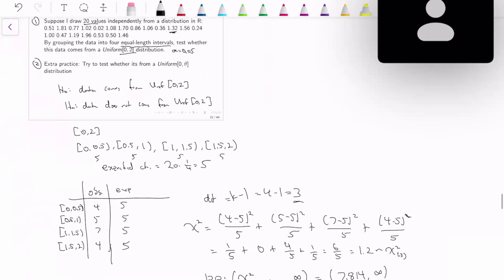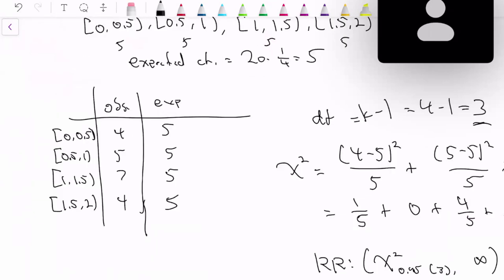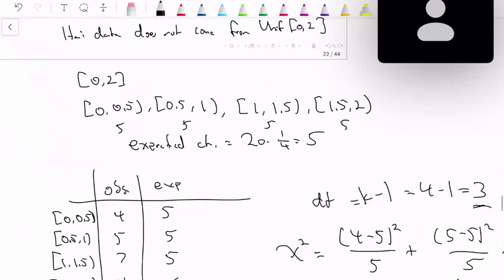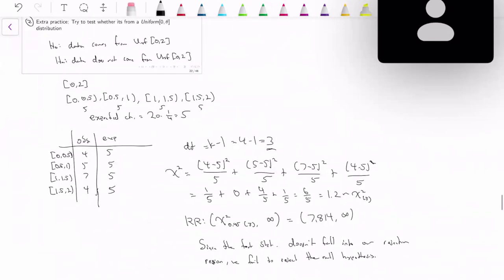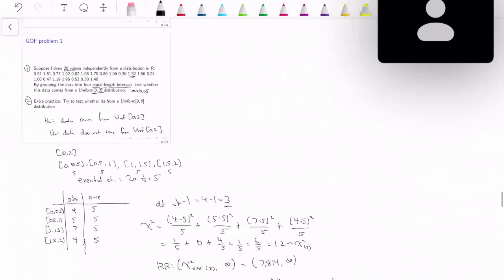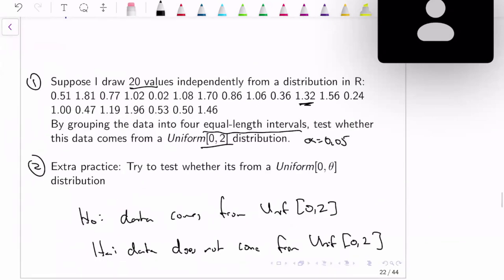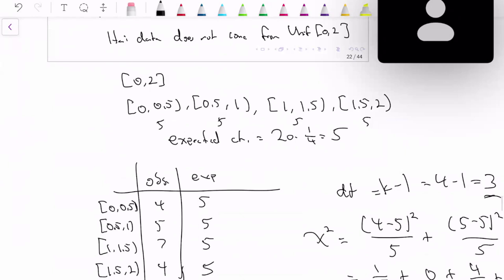Any questions on goodness of fit? Sorry, did I calculate this wrong? I might have. I don't want to recount. I think you get the process, hopefully. If I counted these wrong, I apologize, but you're just seeing, okay, let's take a value of 0.53. Which of these intervals does it fall in? It falls in the interval between 0.5 and 1. That's how you get the observed count.